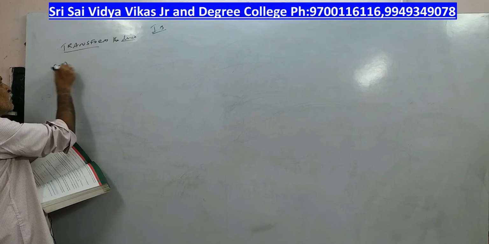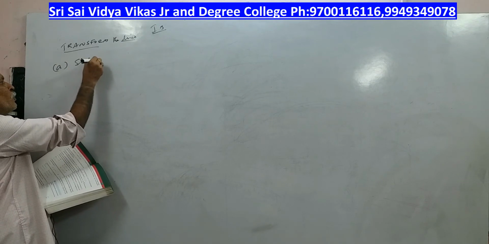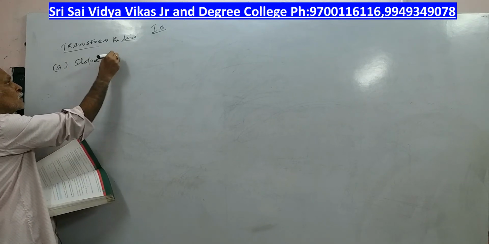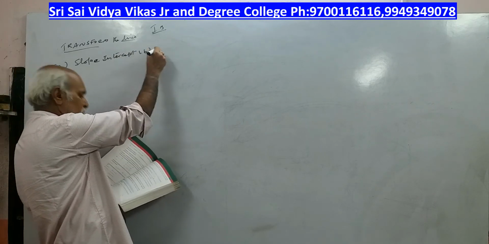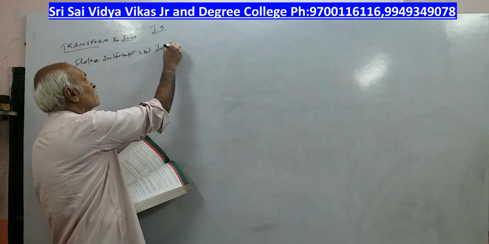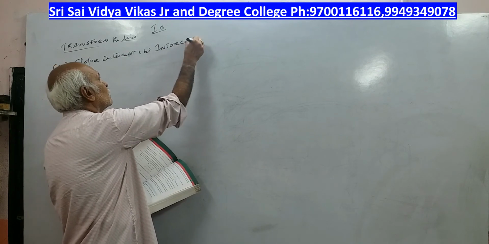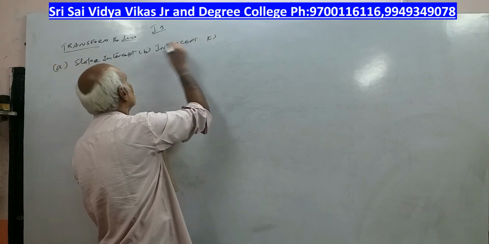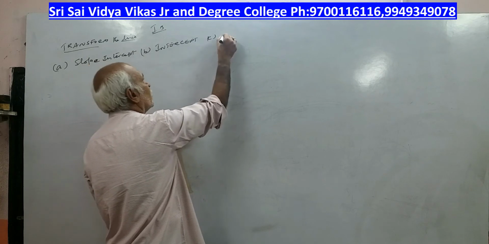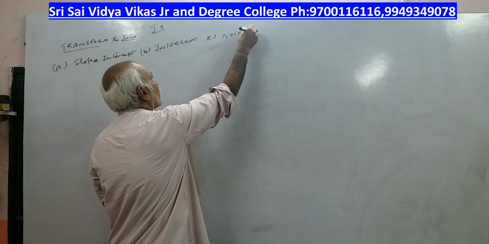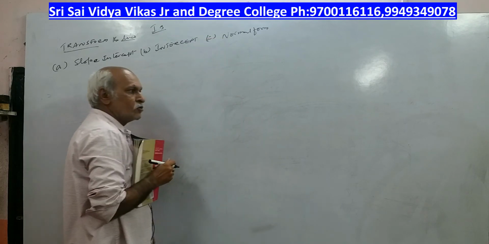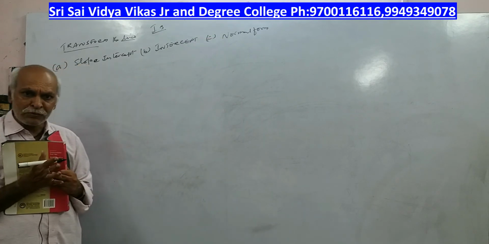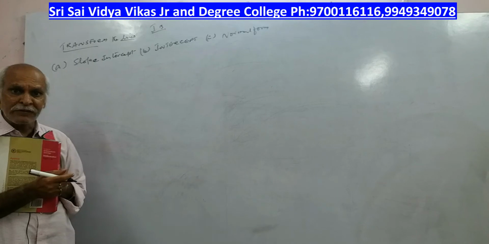First one, slope intercept, and second one, intercept, and third one, normal form. There are three forms there. You can give one bit for 2 marks or all three for 7 marks.